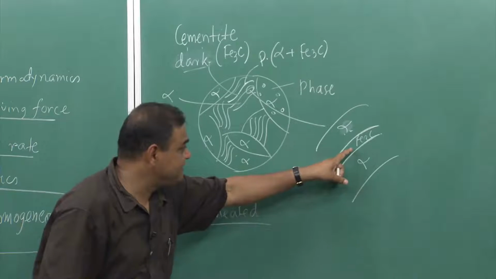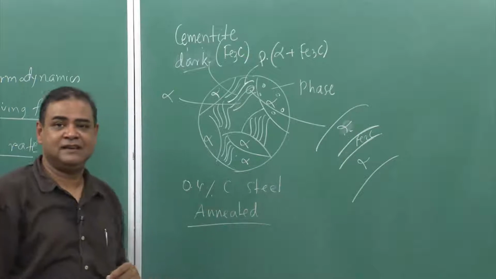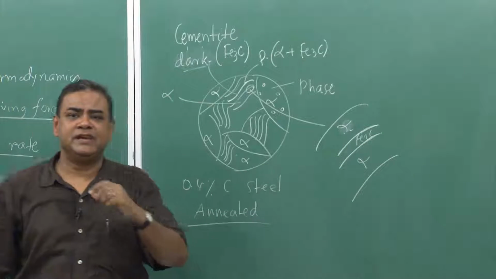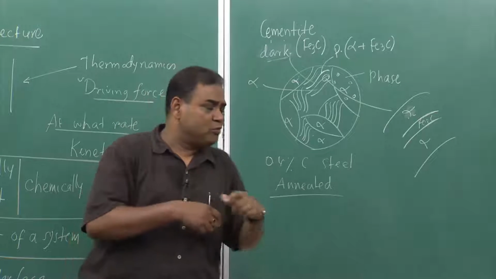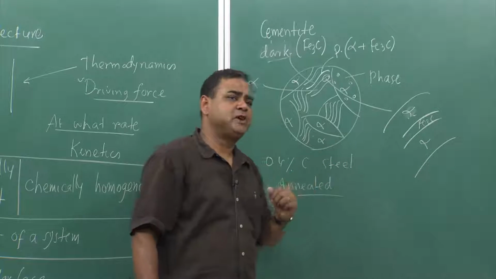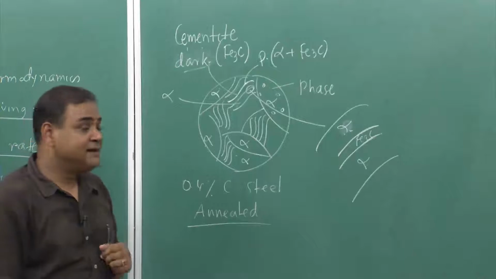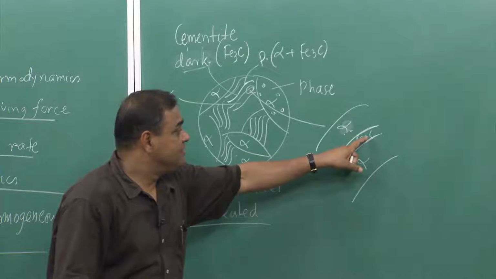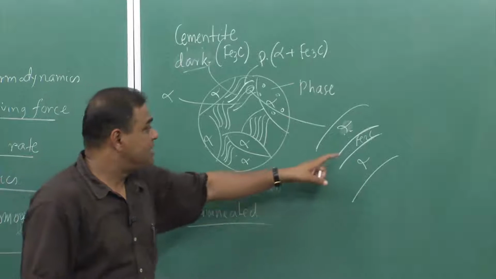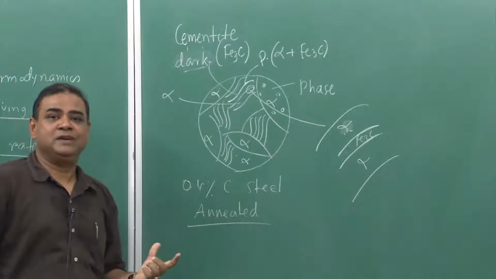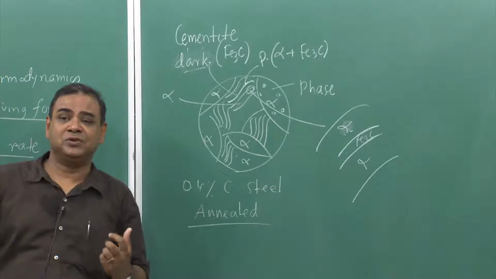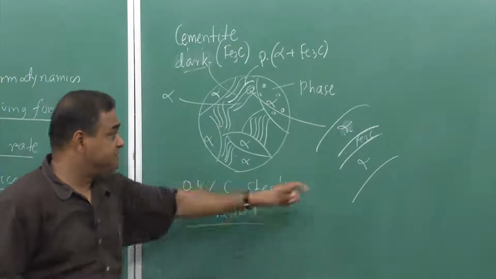And also if we look at different points within this and check the composition, we will see that the composition will be the same everywhere. The carbon percentage would be 6.67%, and that means this is chemically homogeneous, and also under the microscope it looks like a dark phase. That means it's physically also distinct. So, this is a phase.